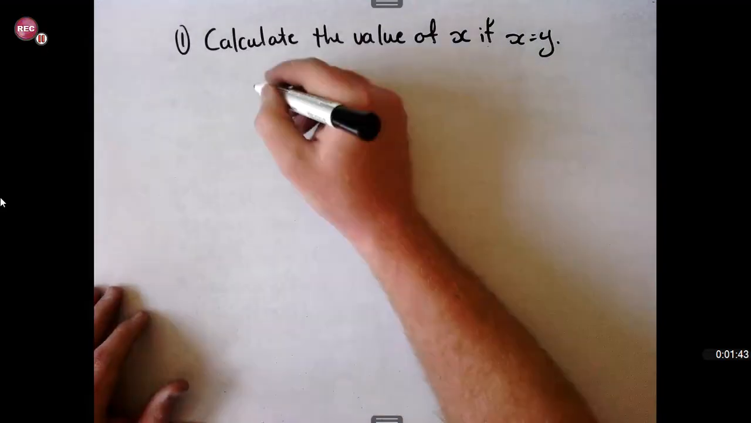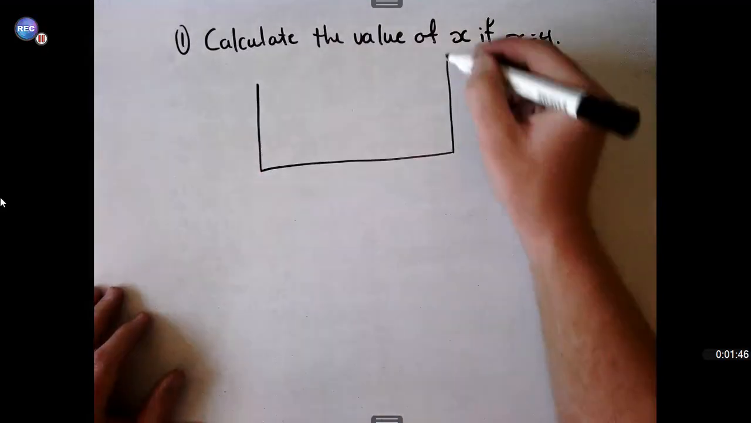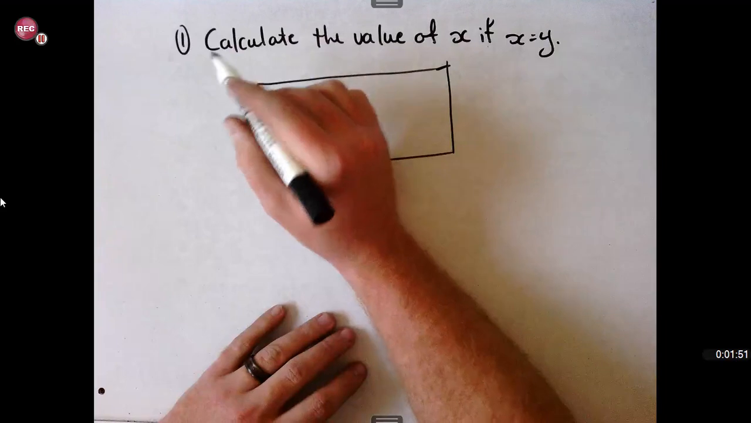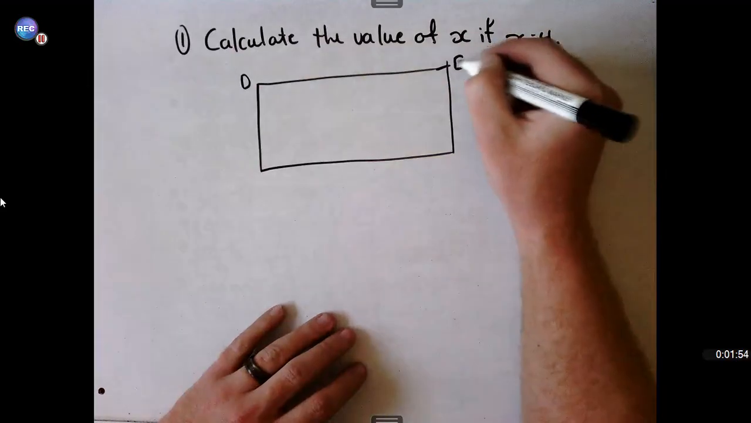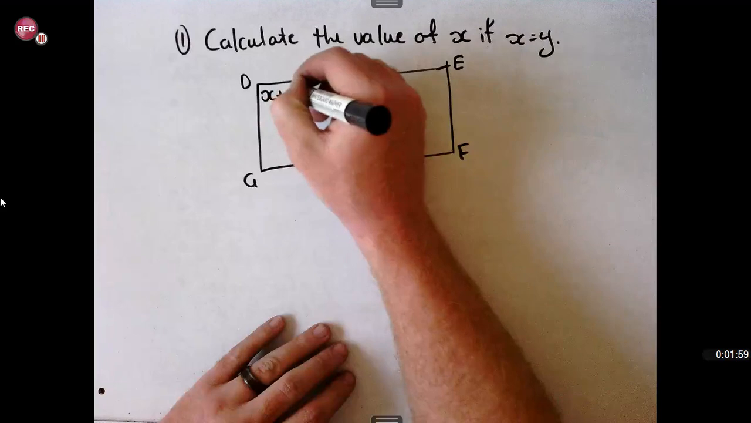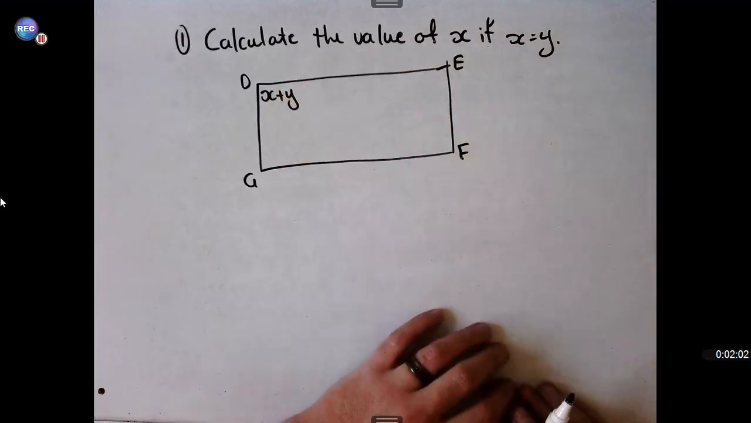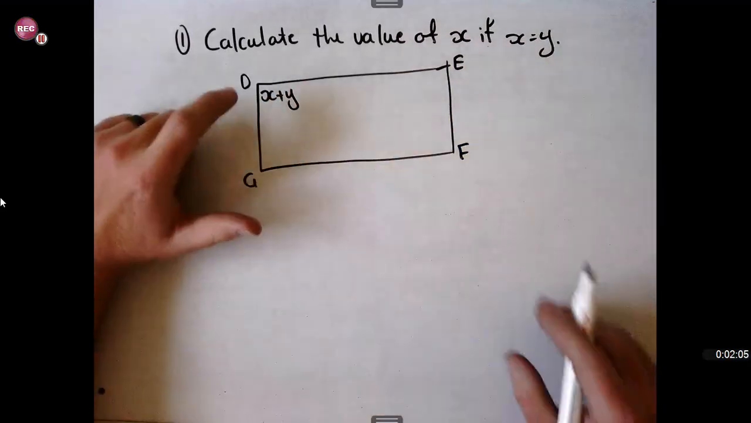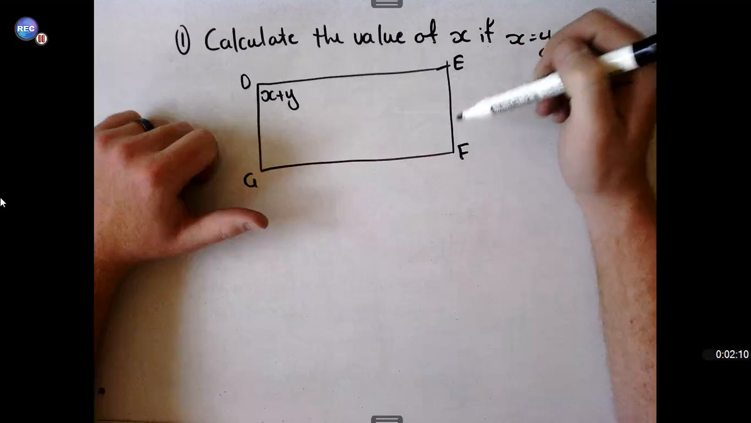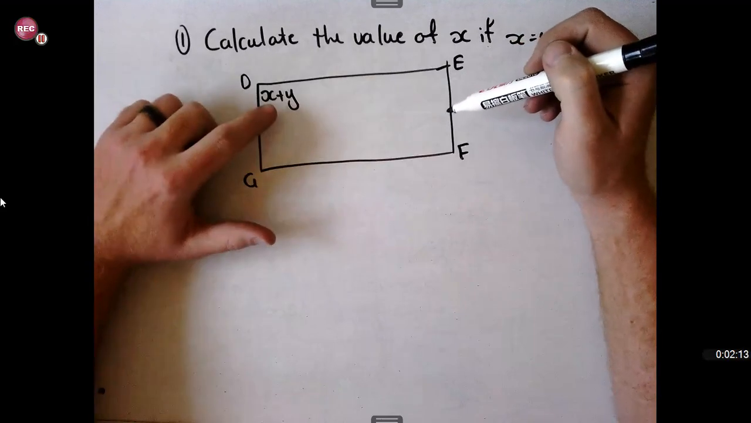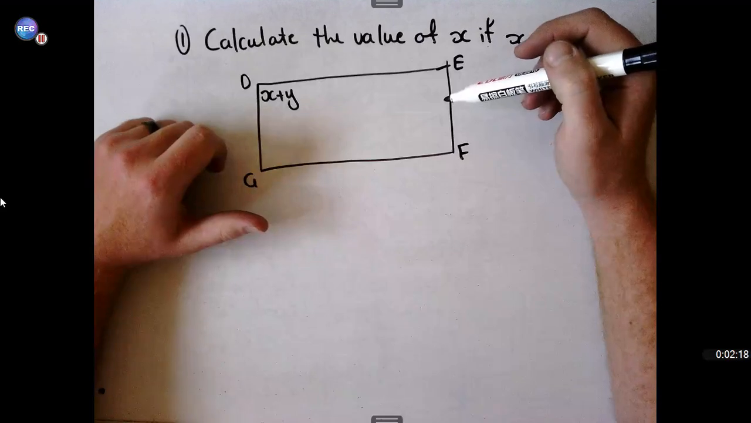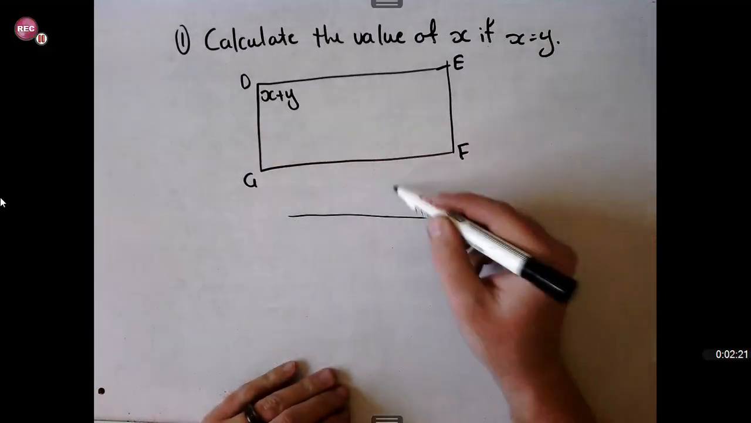Now the sketch that you'll get is a rectangle. It looks like this. Oh, it looks a bit skewed, but yeah. Then you'll have the following: D, E, F, and G. In this corner here, you'll have x plus y. So if you look at this shape, you need to understand that the interior angles of a rectangle, each of them is equal to 90 degrees. So in this case, if we say x plus y, it means that x plus y should be equal to 90 degrees.